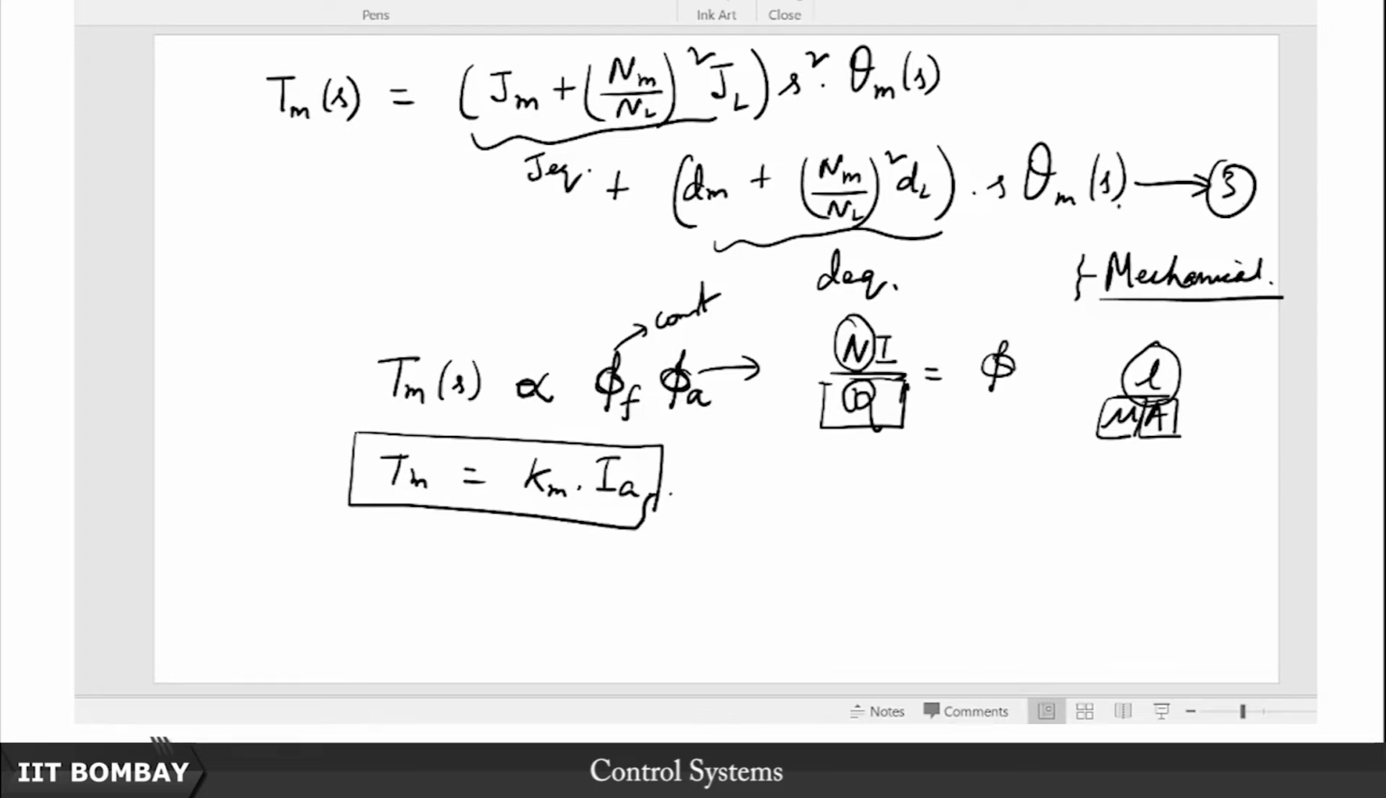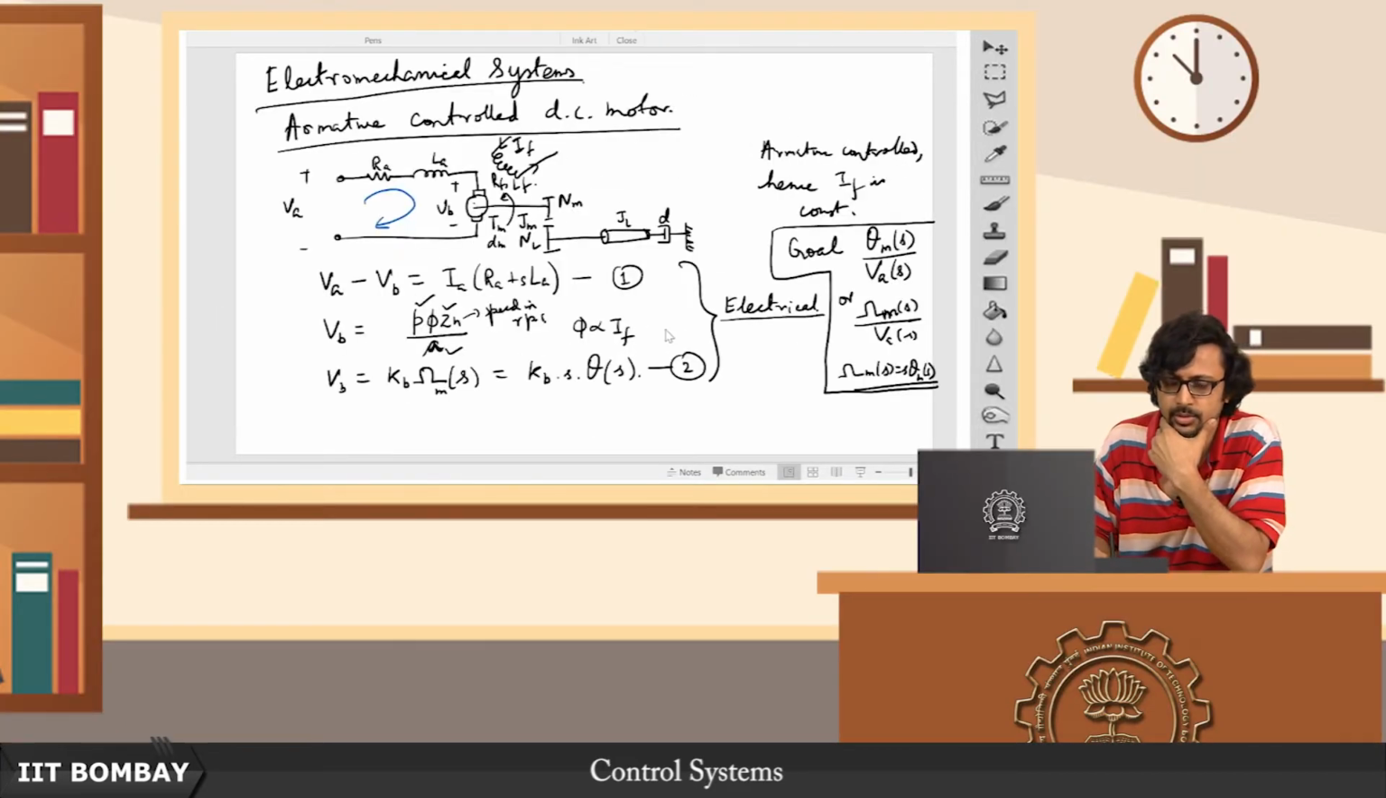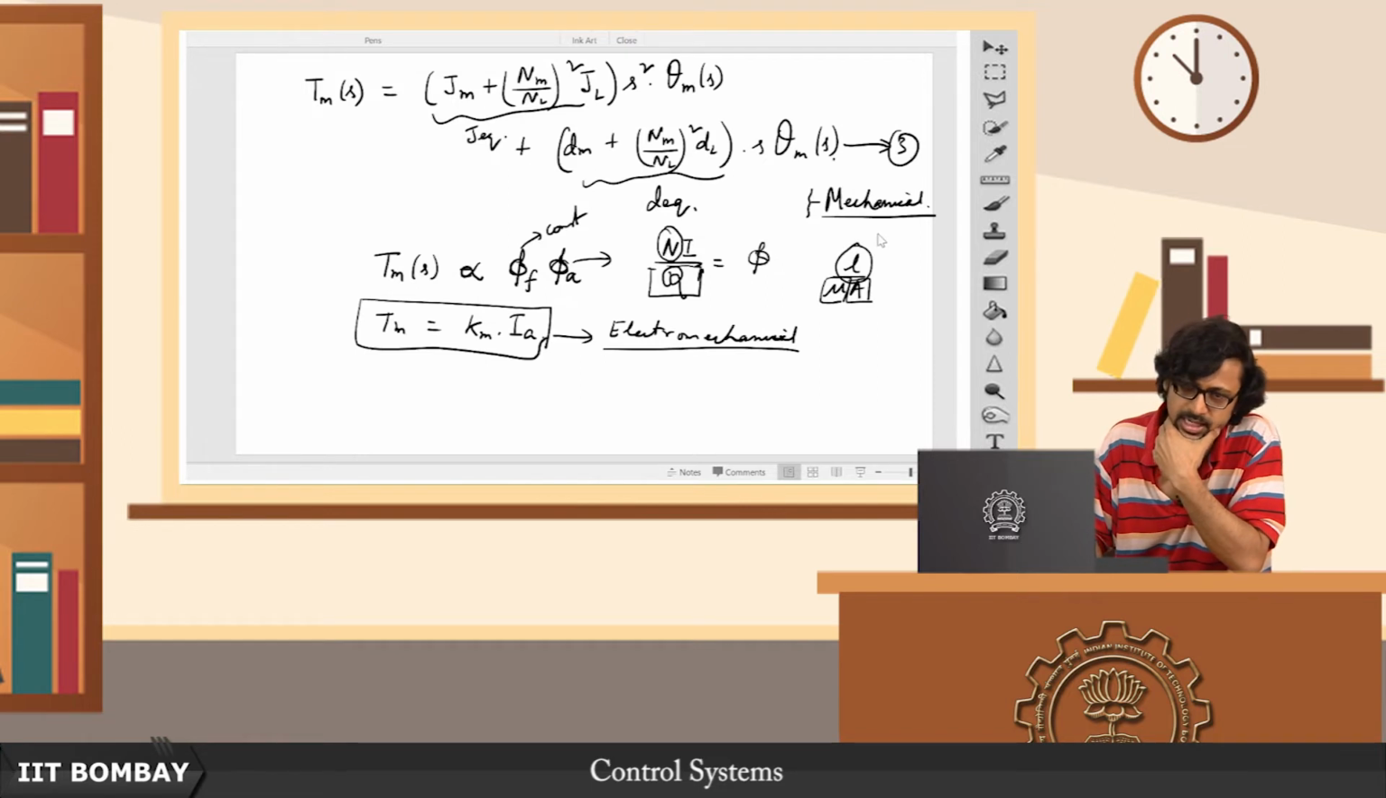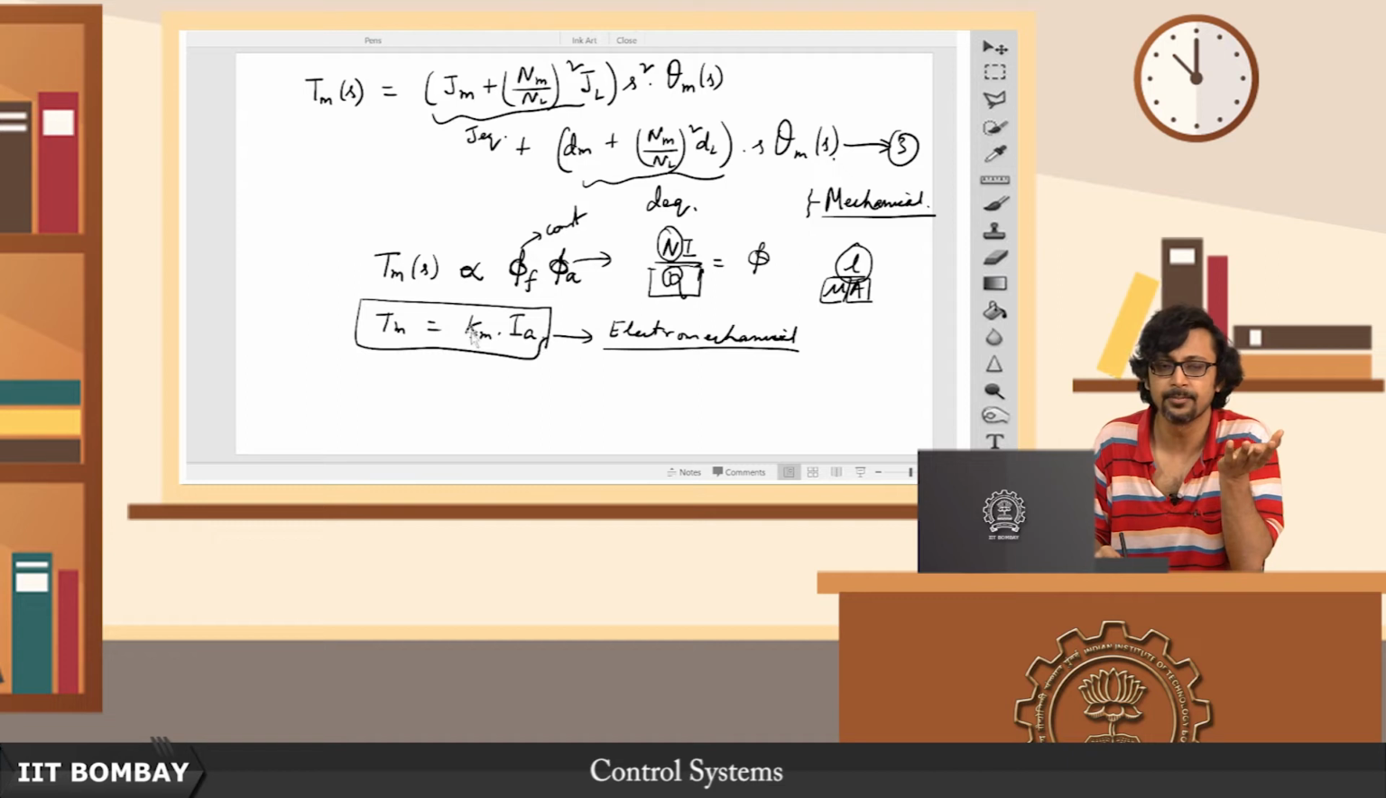So this is the bridging part of the equations, electromechanical. So we've seen one part of the equation: these two equations come from understanding of electrical systems, this equation comes from an understanding of mechanical systems, and this bridges the gap between the electrical and mechanical parts. The torque is proportional to the armature current.